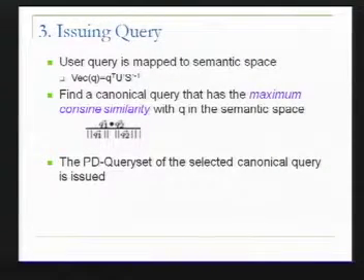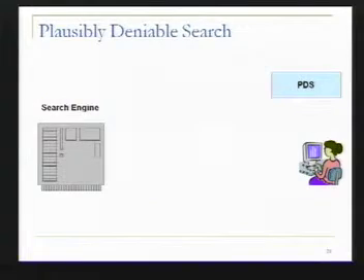So we use the cosine similarity measure for finding the best canonical query that you want to issue. So we go through all the canonical queries and find the canonical query which has the maximum cosine similarity. And the next step is to find the PD-Queryset that contains this canonical query. So you want to issue that set of k queries instead of your original user query. So that's the step.